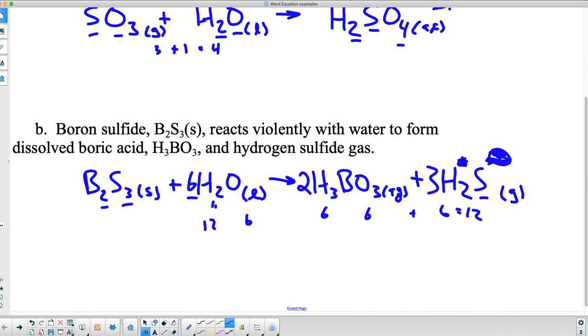And let's go back through and just check to make sure. 2 boron, 3 sulfur, 3 times 1 is 3 sulfur on the right-hand side. 6 times 2 is 12 hydrogen, 2 times 3 is 6 here, 3 times 2 is 6 here, and that adds up to 12. 6 times 1 on this side is 6 oxygen, and I have 2 times 3 gives me 6 oxygen, so everything is balanced here. And that's how you do a word equation problem. All right, I hope that was helpful.